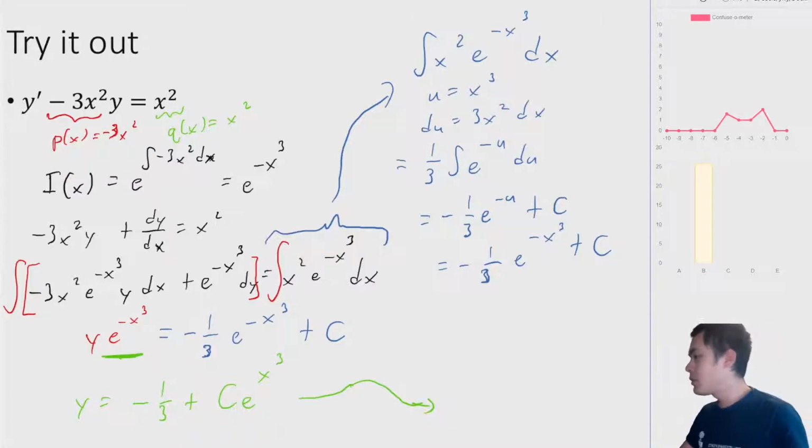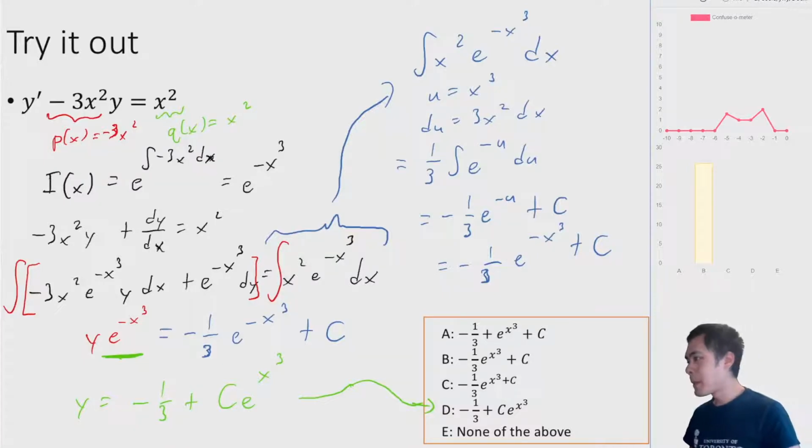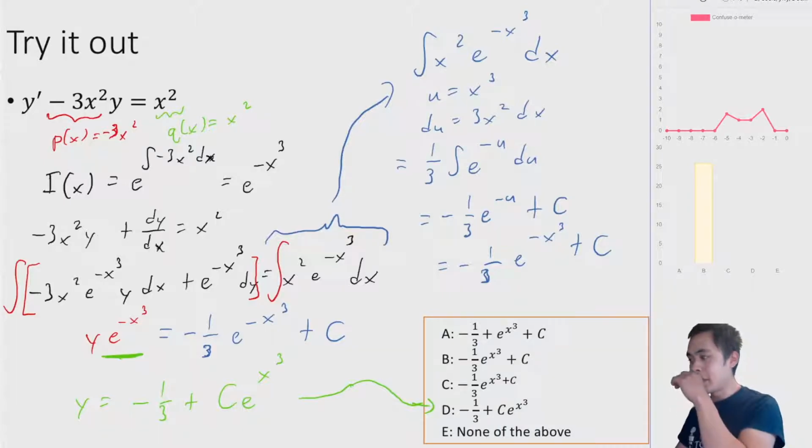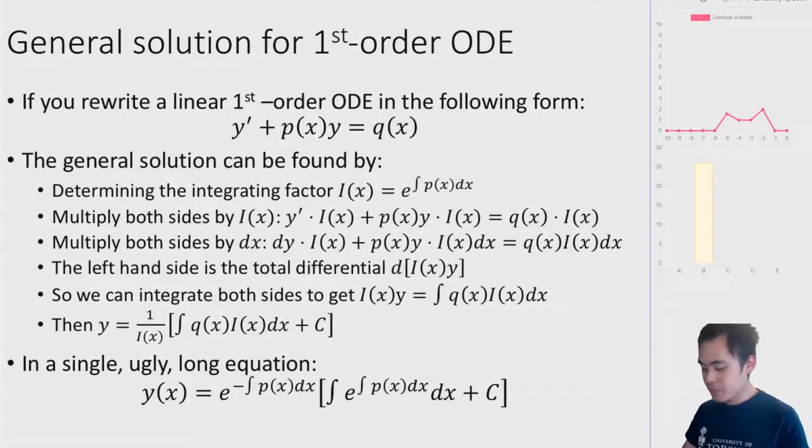Okay. So remember, after you do that step, you have y times I of x, and so if you want to get the actual answer, you then need to divide by I of x as well. So remember, if you go back to the formula, you have to divide by I of x in order to get the actual answer for y.